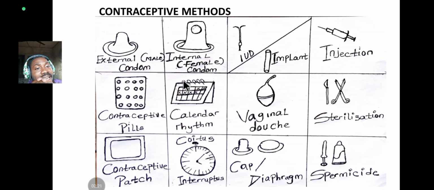This one is the calendar method, whereby you use the calendar to calculate your safe period during your menstrual cycle. Your safe period is usually from the first day of your menstruation to around the 8th. Those are your safe period. You also have another safe period at the end of the menstrual cycle, from the 18th to the end of the cycle. Those are your safe period.